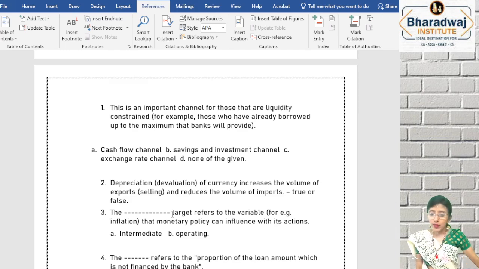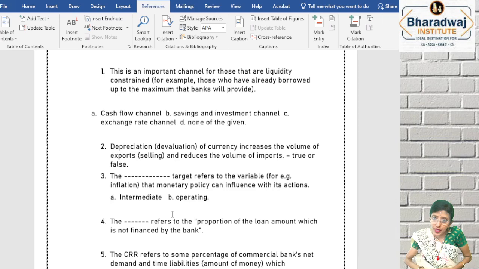Question 1. This is an important channel for those that are liquidity constrained, for example, those who have already borrowed up to the maximum that banks will provide. Can this come under the cash flow channel, the savings and investment channel, the exchange rate channel, or none of the given? You are going to say.